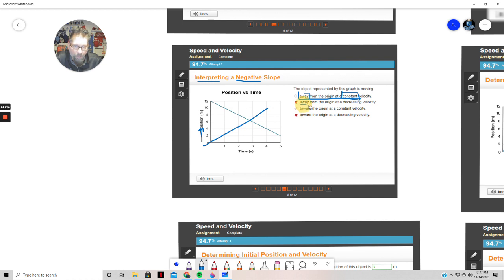Okay, now, the one you did pick, away from the origin at decreasing velocity, again, this line would be away from, because you'd be getting further and further away as you traveled up the y-axis, and a decreasing velocity would be less as each second passed by. Okay, you didn't go as far, so that line would look like, let me get this one out of the way here.